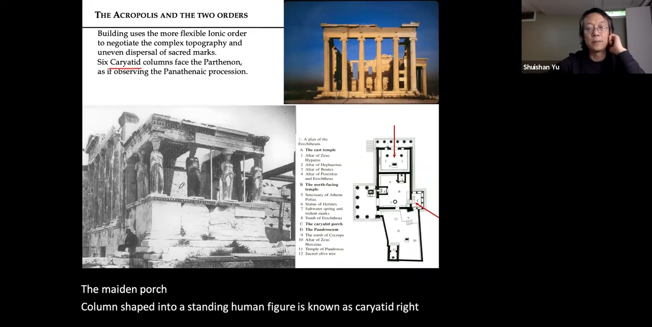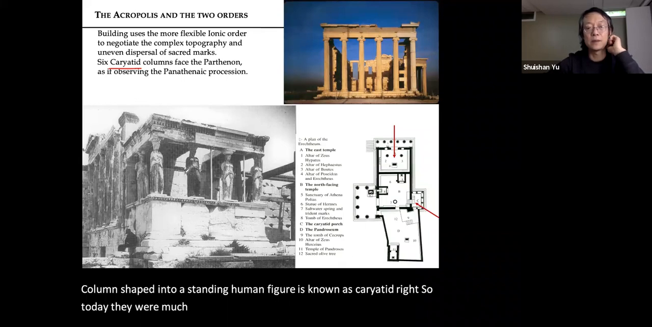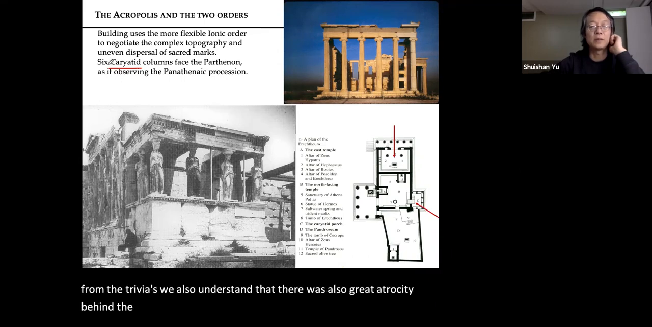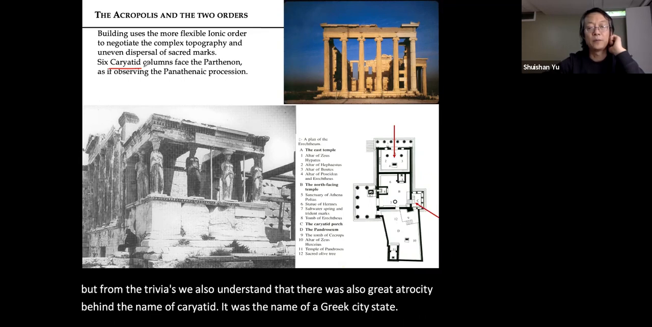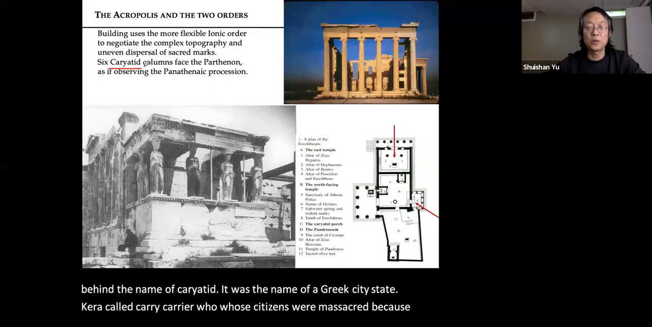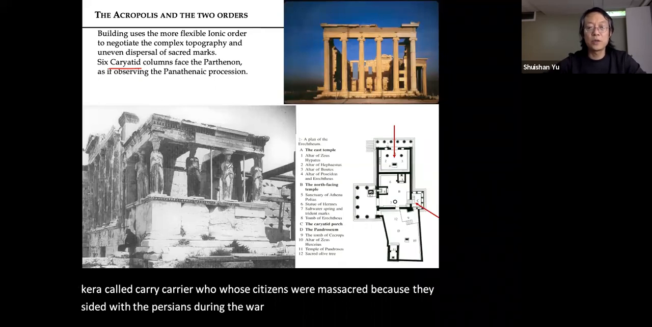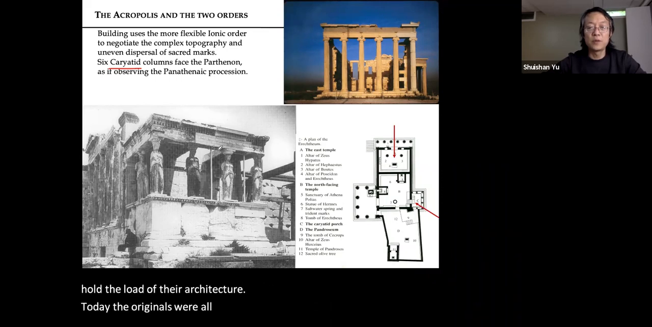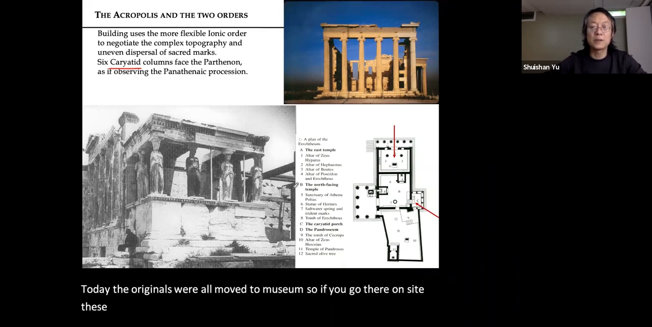So today they are much appreciated as masterpieces in Greek sculpture, but from Vitruvius, we also understand that there was great atrocity behind the name of caryatid. It was the name of a Greek city-state called Caria, whose citizens were massacred because they sided with the Persians during the war, and their women were punished to hold the load of their architecture. Today, the originals were all moved to museums, so if you go there on site, these are all replicas.